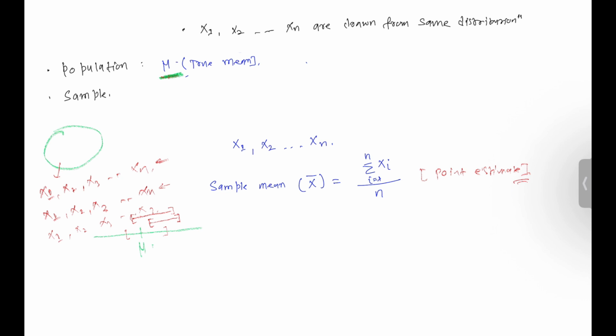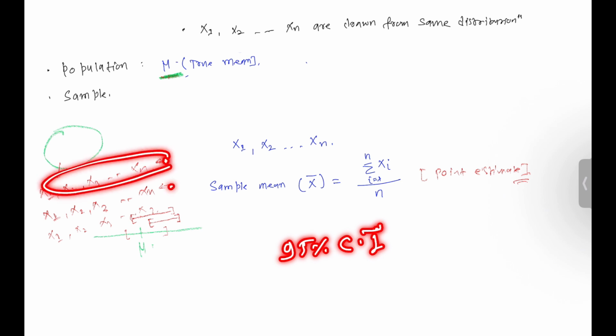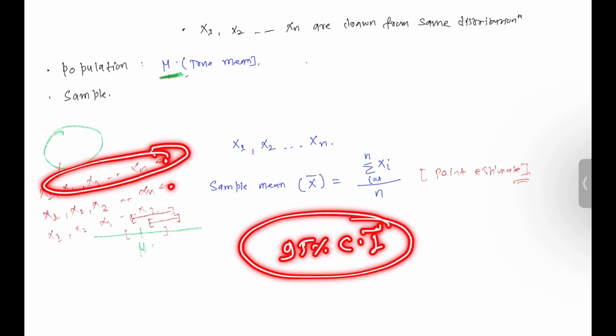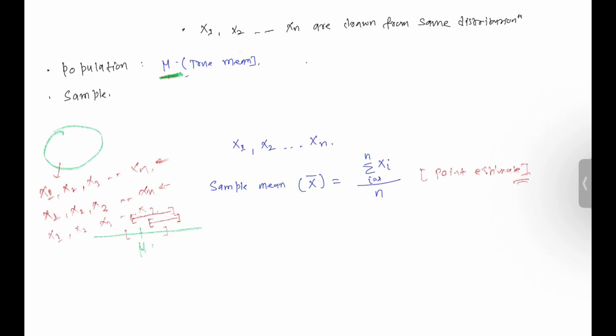Suppose you calculate a 95% confidence interval from that one sample. What does it mean by a 95% confidence interval? It means that if you had done the whole sampling process 100 times, then 95 of those intervals would contain the true mean. So this is what the 95% confidence interval means.